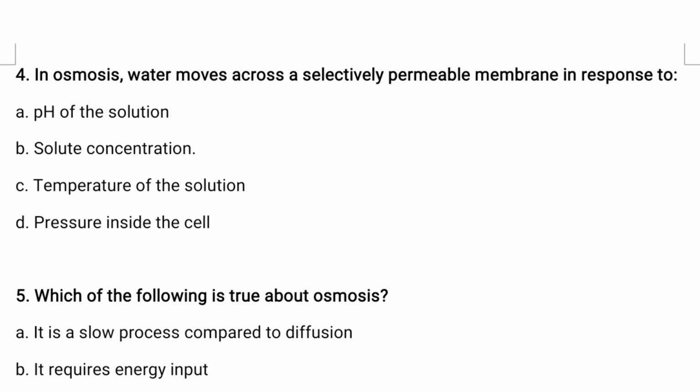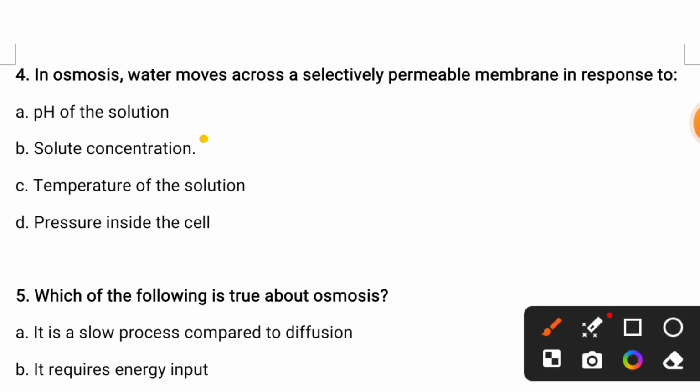In osmosis, water moves across the selectively permeable membrane in response to: pH of the solution, solute concentration, temperature of the solution, pressure inside the cell. Before going to that, water moves across the membrane from the low solute concentration to the high solute concentration. So it is depending upon the solute concentration.